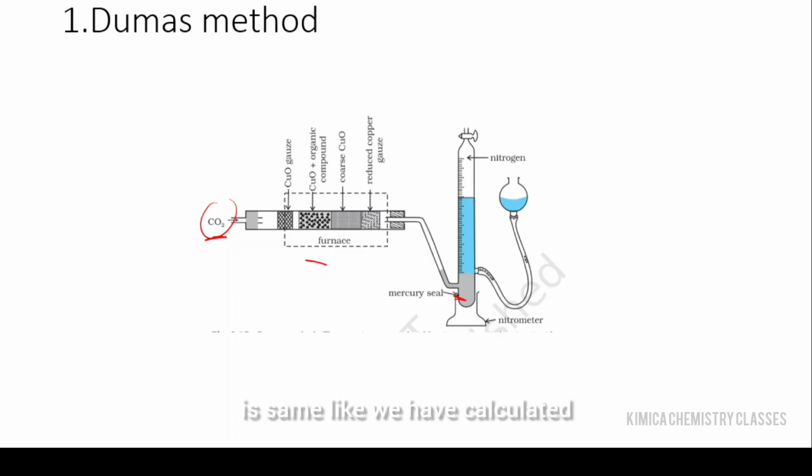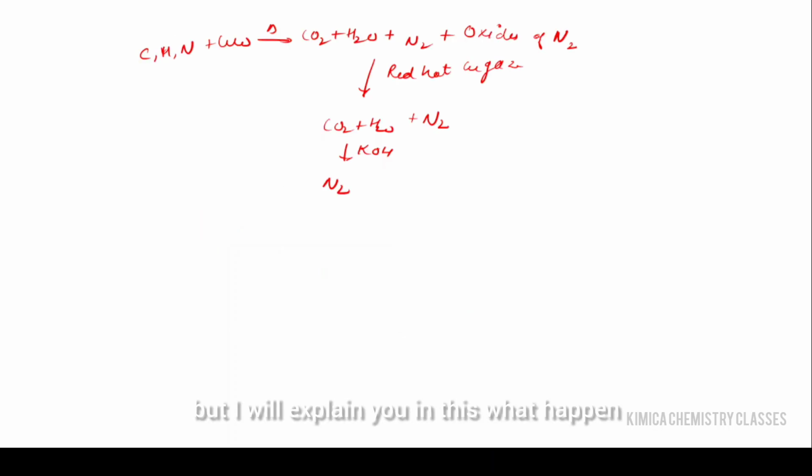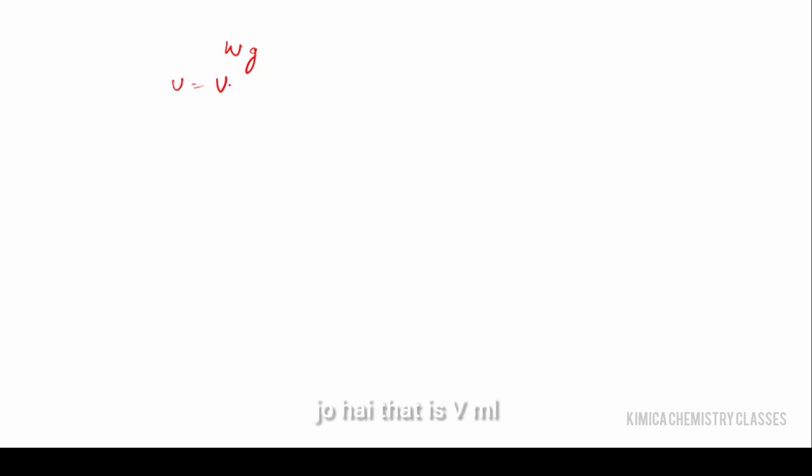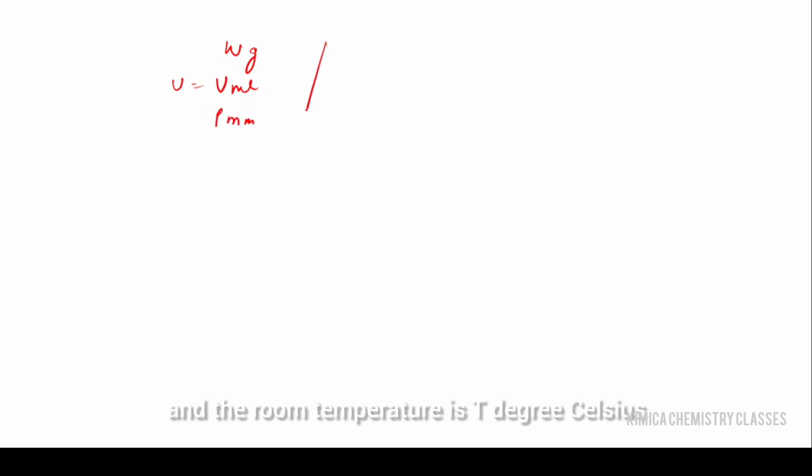is the same as we calculated for carbon and hydrogen, but I will explain it. Let the mass of organic compound taken be W grams, right? So the volume of N2 collected is V mL, the atmospheric pressure is P mm, and the room temperature is T degrees Celsius, right?